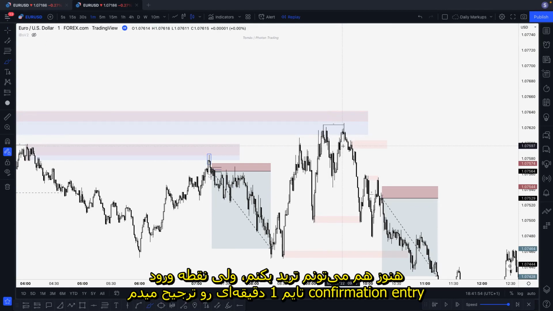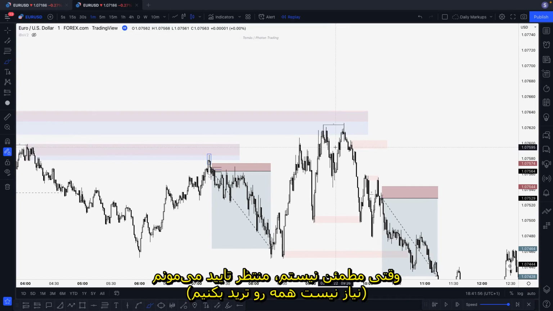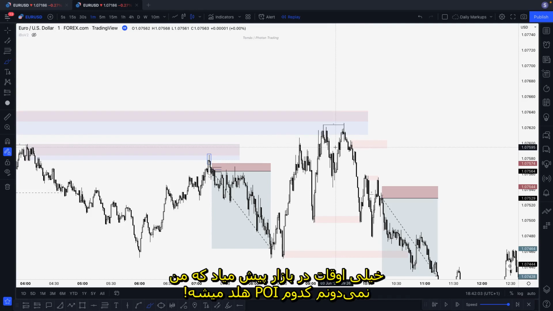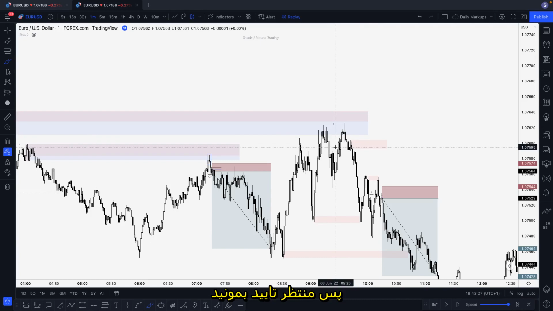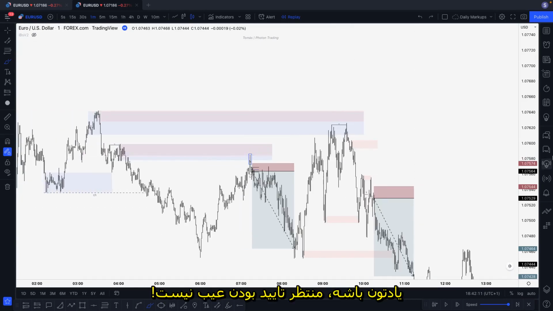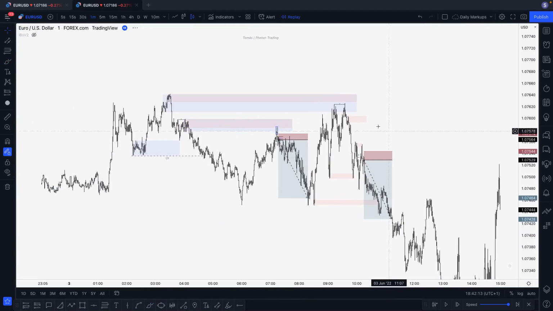I can still take it, but I prefer to have one confirmation entry. When I'm not sure, I wait for a confirmation. There's nothing wrong about not being sure. A lot of the times I'm in the market, I'm not sure which POI will hold, I don't know. Wait for confirmation, there's nothing wrong with that. We don't need to take a risk entry here. There's nothing wrong with waiting for more confirmation.